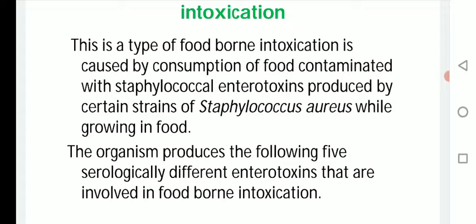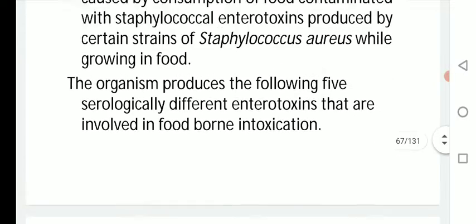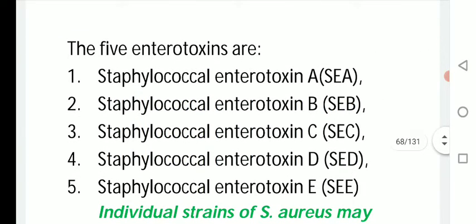The organism produces the following 5 serologically different enterotoxins that are involved in foodborne intoxication: Staphylococcal enterotoxin A, then Staphylococcal enterotoxin B, Staphylococcal enterotoxin C, Staphylococcal enterotoxin D, and Staphylococcal enterotoxin E. So these are 5 types of enterotoxins that are secreted by different types of Staphylococcus aureus, and all these are enterotoxins.